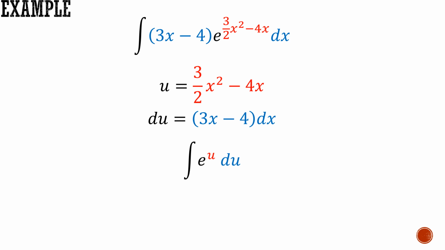All right, so when I substitute that back in, I'm left with just e to the u du. Well, we know what the integral of e to the u is. The integral of e to the u is e to the u. So I have e to the u plus c. And then again, I don't want the u in my problem, so I'm going to replace it back with my u. And I get e to the (3/2 x squared minus 4x) plus c. And again, you can take the derivative of that to check your answer. The derivative of this should equal the original integral.